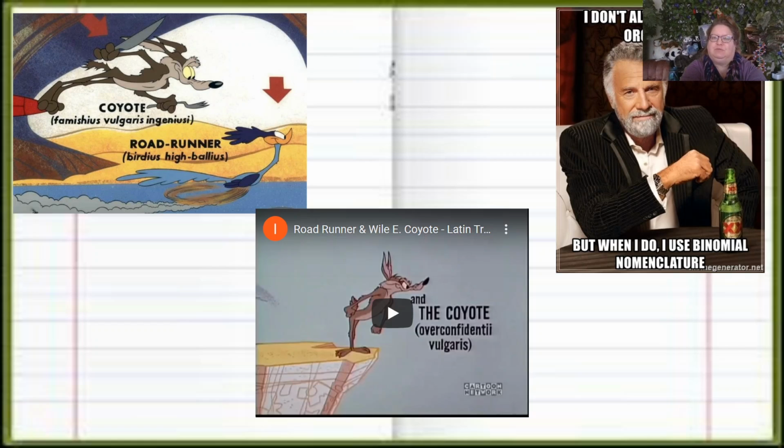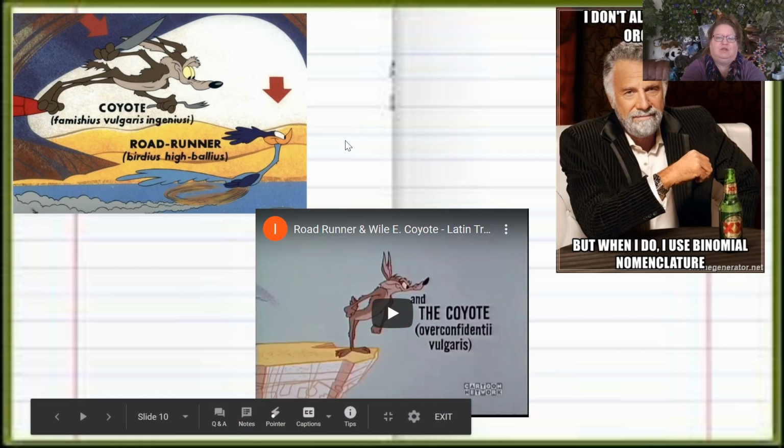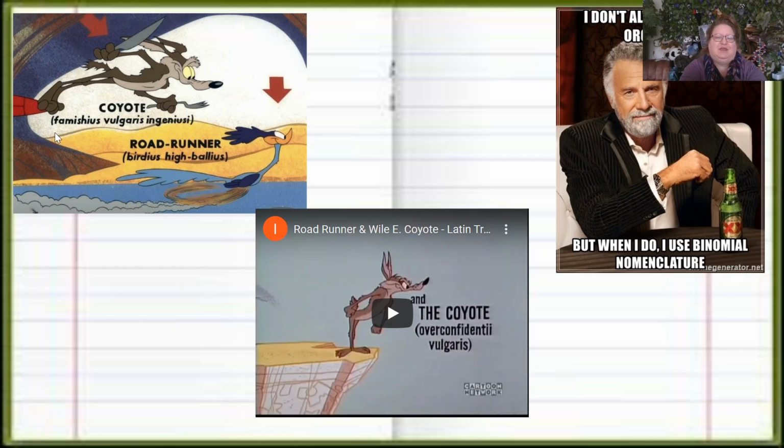Growing up, these were some of my favorite Bugs Bunny cartoons, and partly because, science nerd that I am, they would attempt to make comical, scientific, binomial names for the coyote and the roadrunner. And you can see one up here. This is a still for the coyote. They made up this name. It's not the real scientific name.